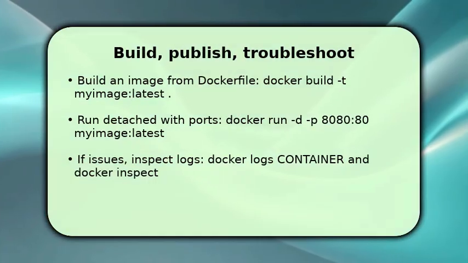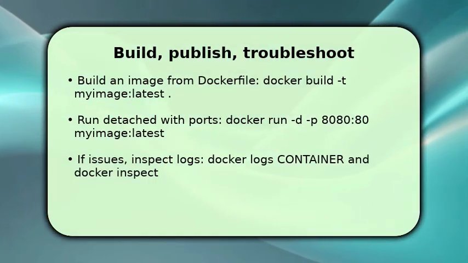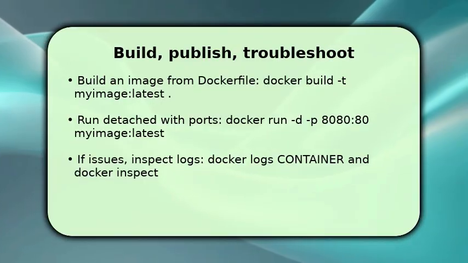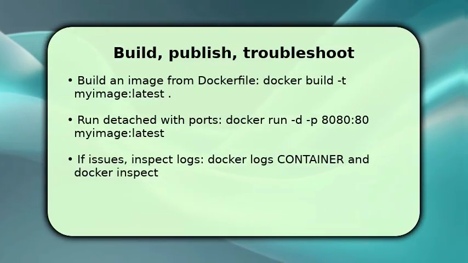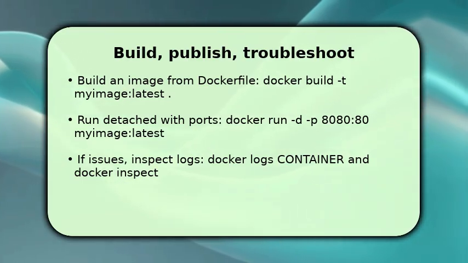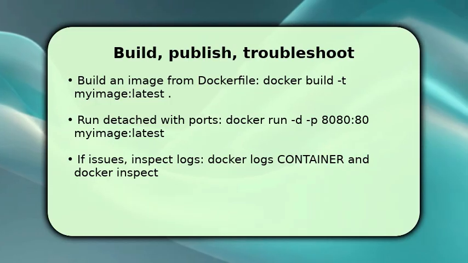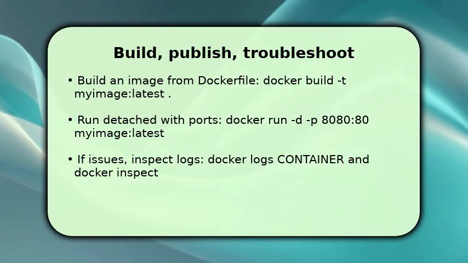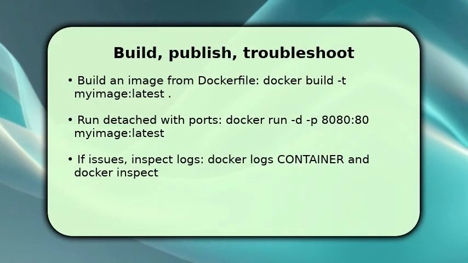You finish by turning your changes into a reusable image and running it in production mode. Create a Dockerfile, then docker build -t myimage:latest to produce the image. Run it detached with port mappings, for example docker run -dp 8080:80 myimage:latest so services are reachable.